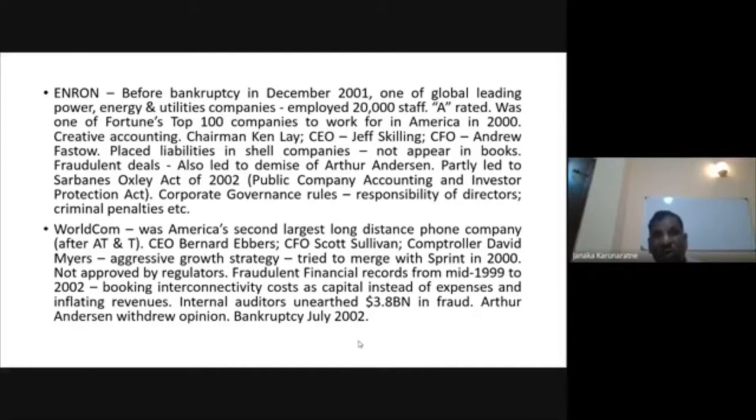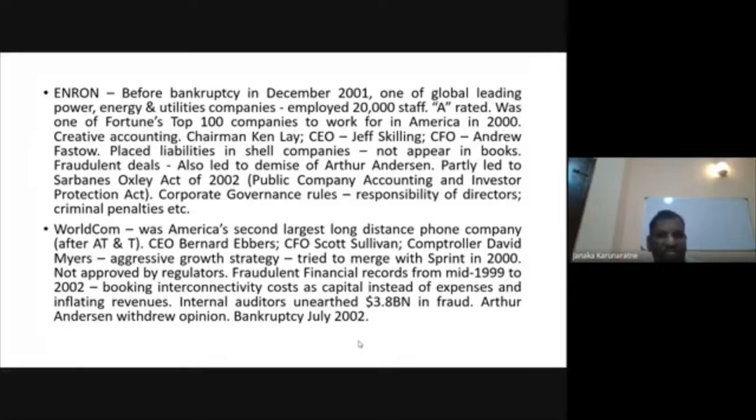Now, if you take Enron, it's a globally leading power, energy and utilities company. They employed 20,000 staff and were A-rated before the crisis. It was also one of Fortune's top 100 companies to work for in America in 2000. So it's a very highly respected company that anyone would like to select to work for in America. The problem is poor governance as a result of creative accounting, manipulation of accounts by the top team, including the CEO and CFO.